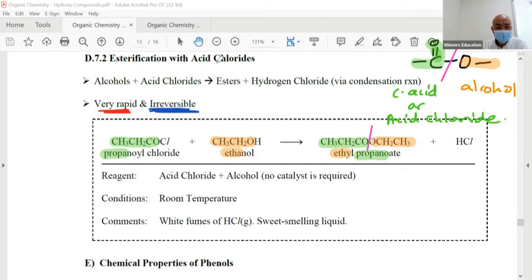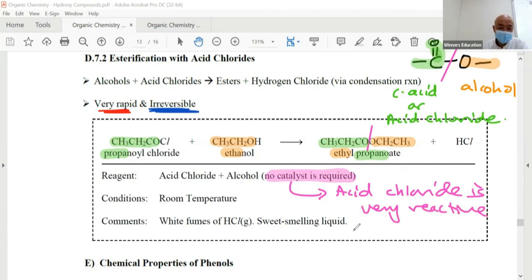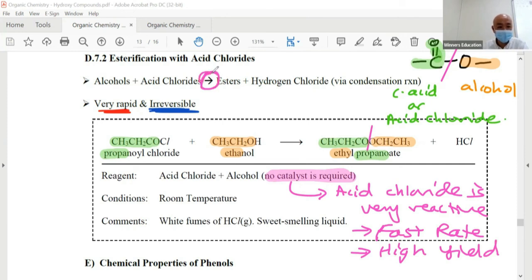All right, therefore, it means I don't need to use a catalyst. Sorry, I don't need concentrated H2SO4. They love to ask you this, and why? Simply because the acid chloride is very reactive. It is a very reactive organic compound. So your reaction is going to be very fast. And single arrow, high yield. My boss is going to be very happy. You are a good chemist. I give you a raise next month by proposing me or him or her to buy acid chloride to get him the ester that he wants.